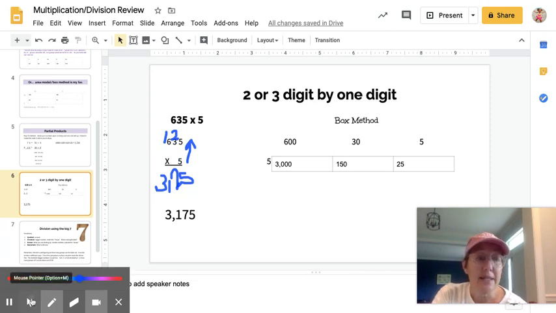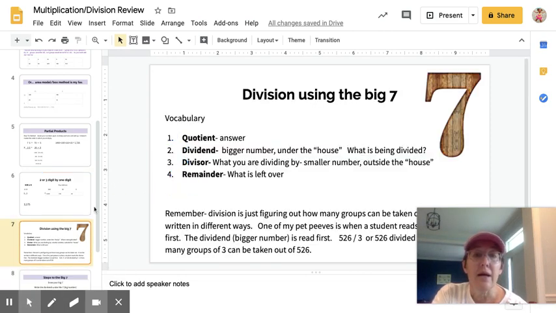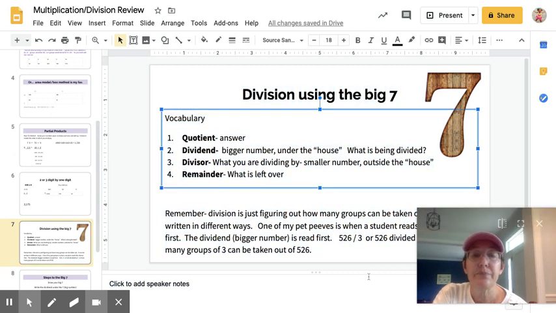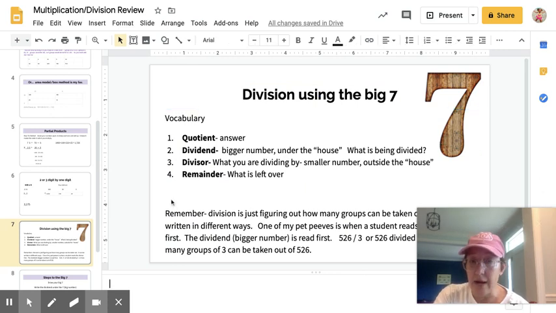The next thing I want to talk about this week is division. Just going quickly over what division is. When we divide, you need to know all the vocabulary. You need to know that the quotient is the answer. The dividend is the bigger number that's under the 7. It's what is being divided.